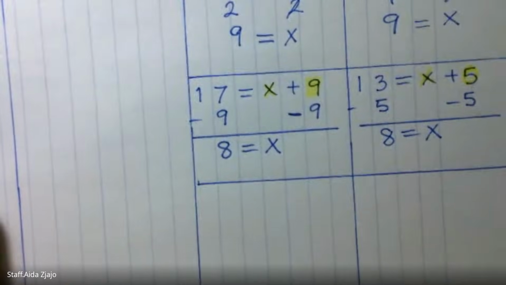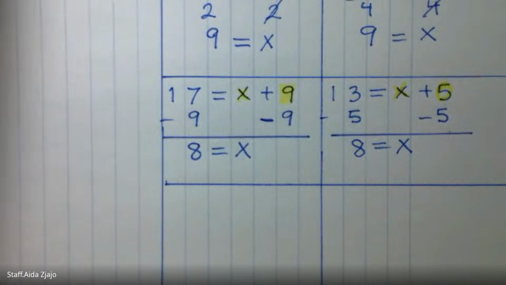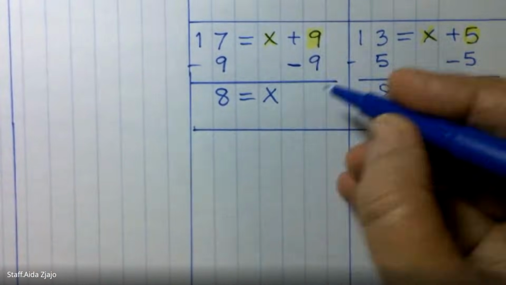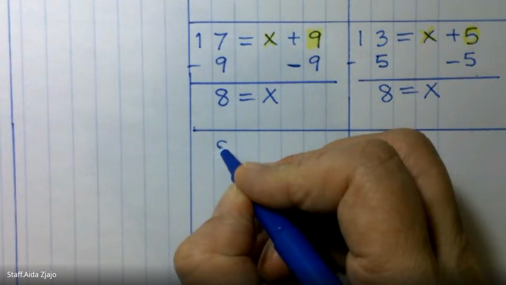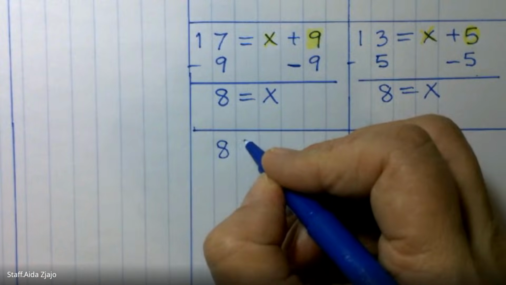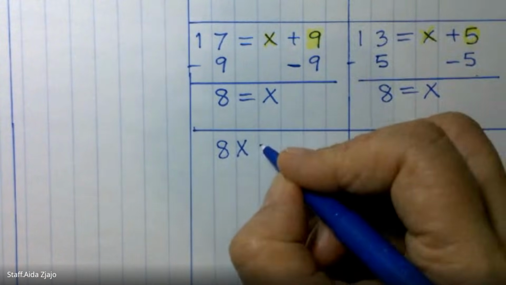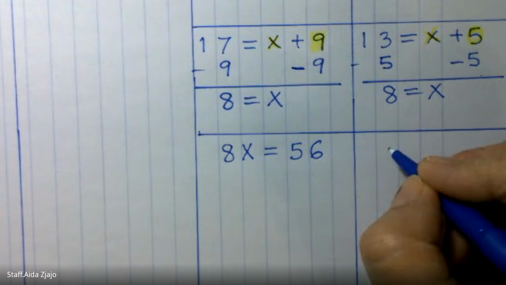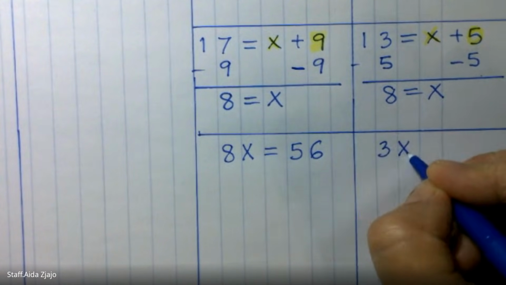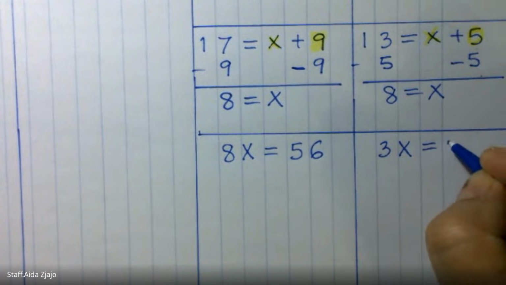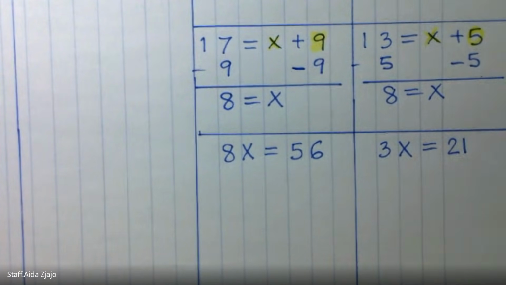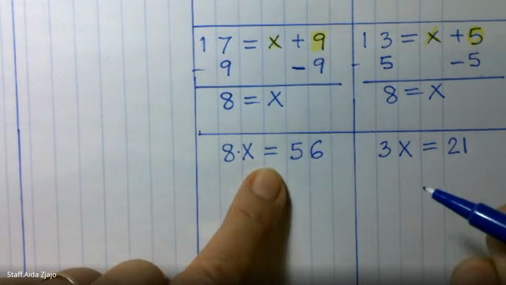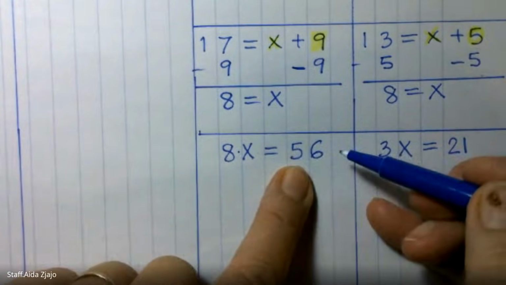All right, let's do that. All right, moving a little bit. Okay, 8x is the same as 56. Another side, 3x is the same as 21. So now we have 8x multiplication. 8x is the same as 56.